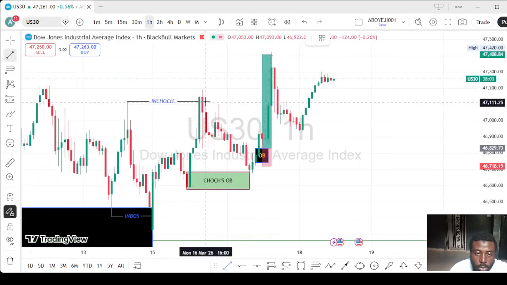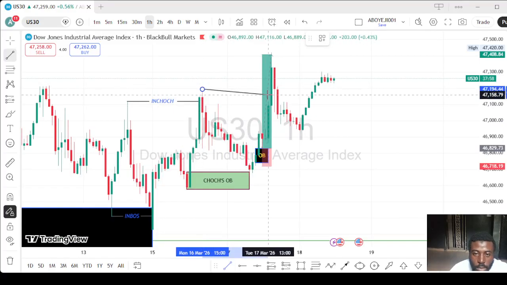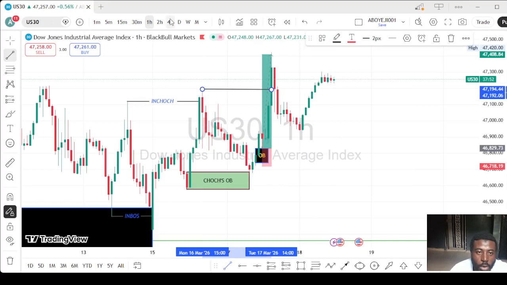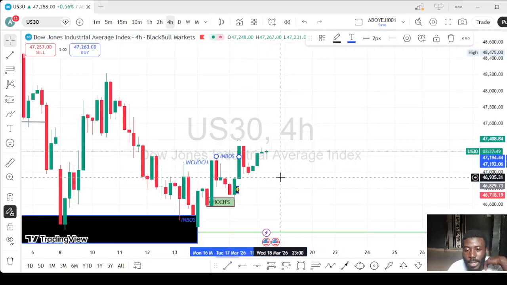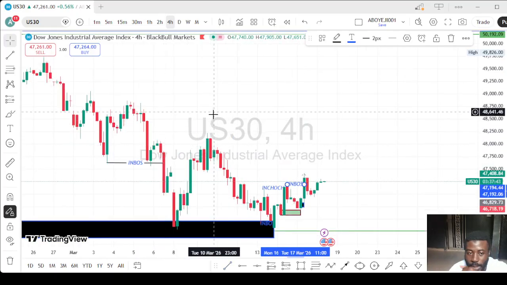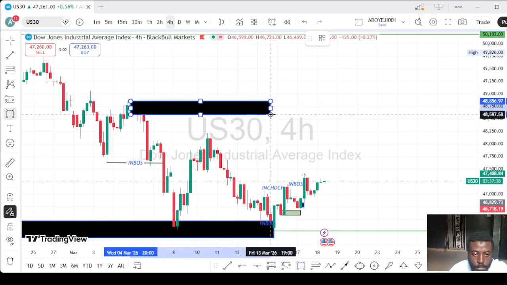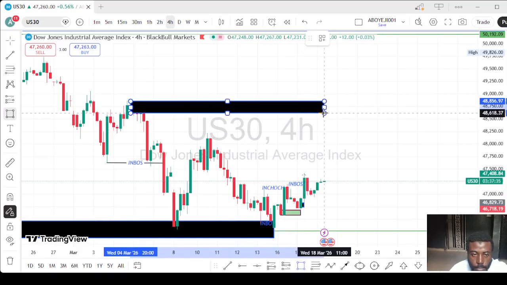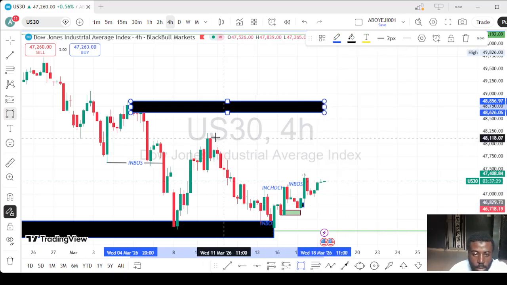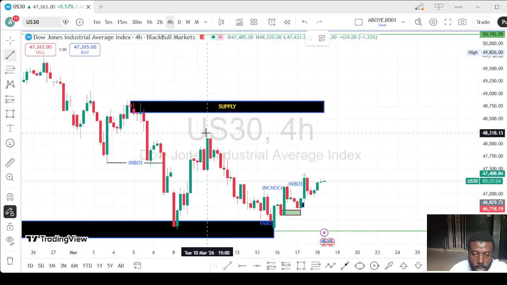This is the last break of structure the market gave us. On the 1 hour time frame, you can see the break of structure. And on the 4 hour time frame, this is where we are buying the market. So this will serve as liquidity, and this is the supply zone we are buying the market on. The reason this serves as liquidity is because this does not break this. For me, it serves as liquidity.